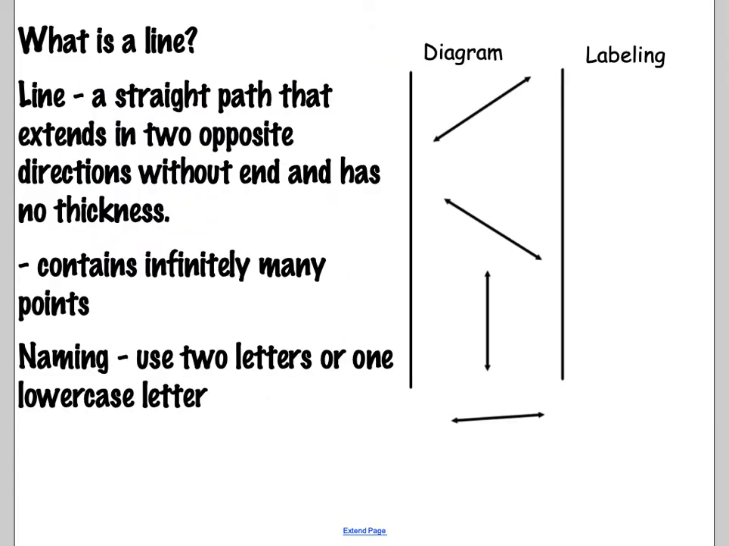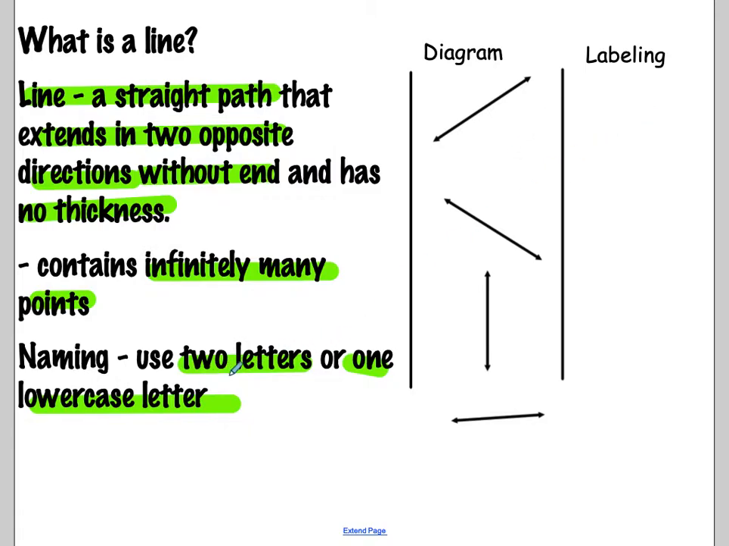Let's move forward to a line. So what is a line? A line is a straight path. It extends in two opposite directions without end, and it has no thickness. It contains infinitely many points, and when you name a line, you use two letters, or you can use one lowercase letter. Here are some examples of a line. In this example, we have a straight path extending in two opposite directions, so that's why there are arrows marked on this line.